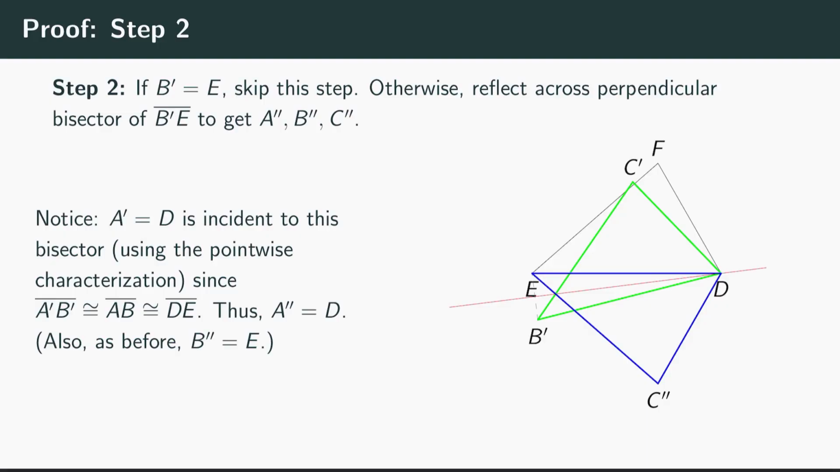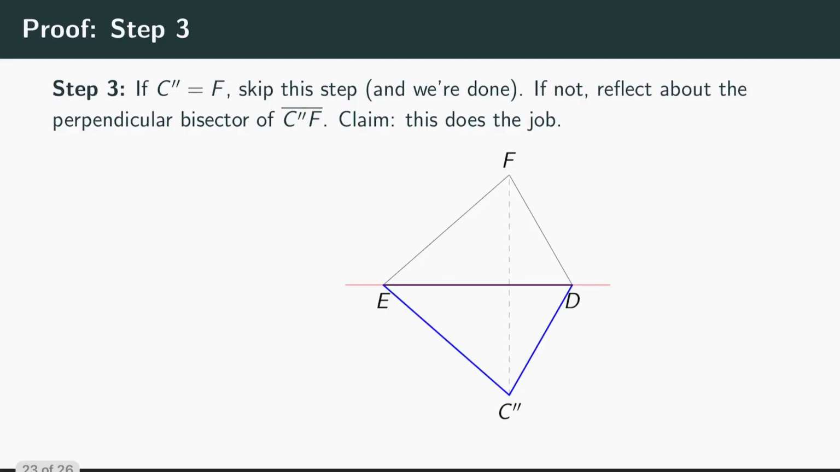Okay, and now we're left with one last go in this example. So if C double prime was actually equal to F, we'd do nothing at the set, we'd skip it. If not, we reflect about the perpendicular bisector of C double prime F. And the claim I make is the perpendicular bisector of C double prime F has to be the line through D and E.